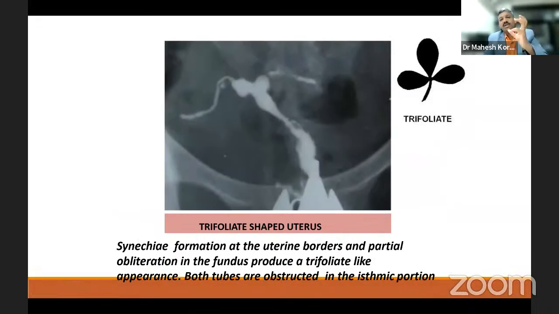And this is called trifoliate. It's like a bilvapatra. You can see a three-leaves pattern, 1, 2, 3 leaves. Because of the multiple adhesions and distortion of the uterine cavity, this trifoliate-shaped uterus is because of the synechiae or the intrauterine adhesions.